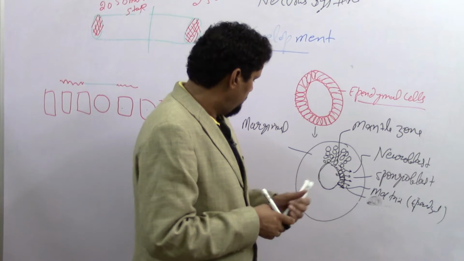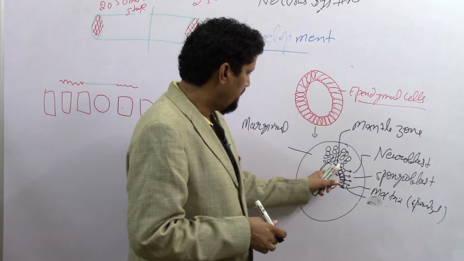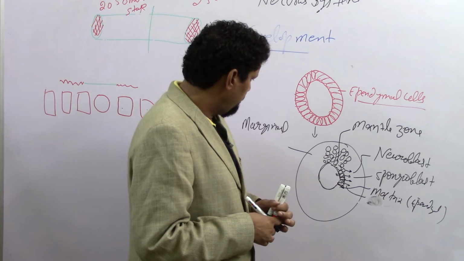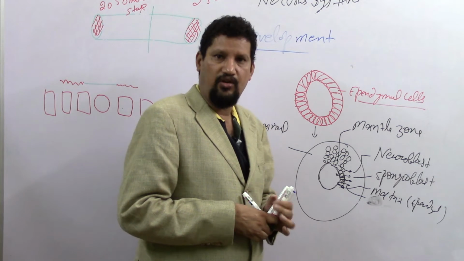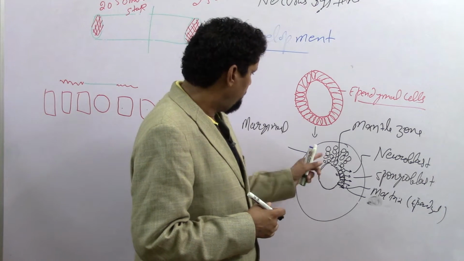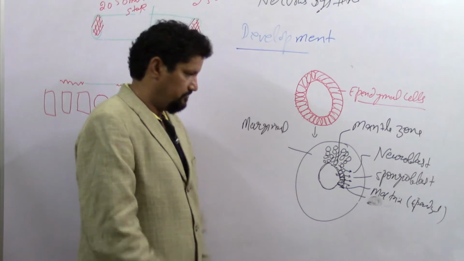So it has three zones. The innermost zone is known as the ependymal matrix zone, the intermediate zone has spongioblasts and neuroblasts, and the outermost zone, which forms the white part of the brain and spinal cord, is known as the marginal zone.